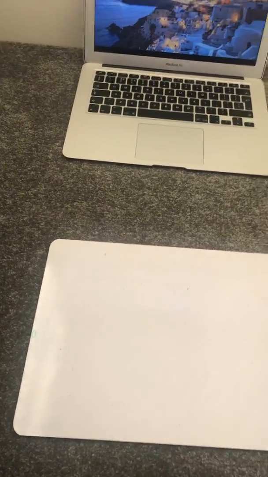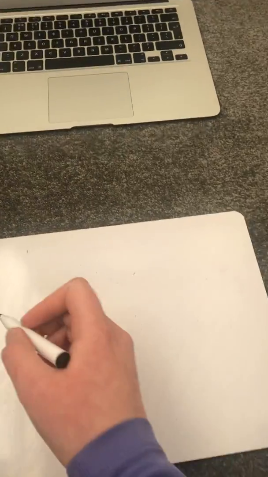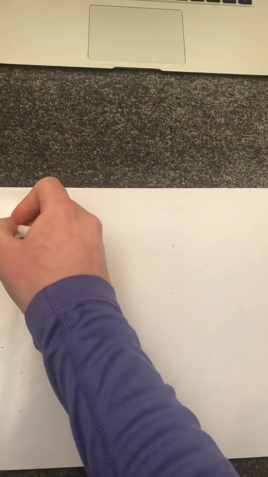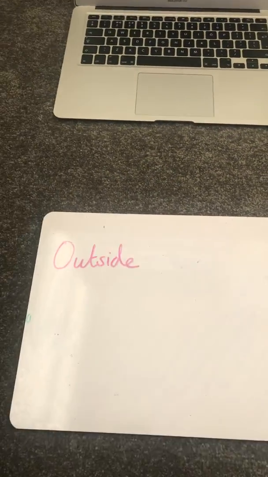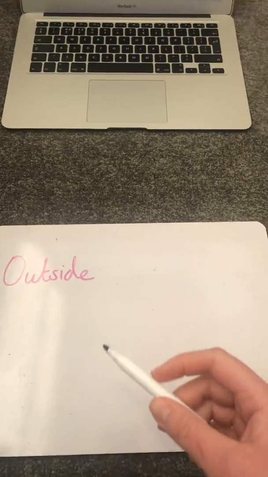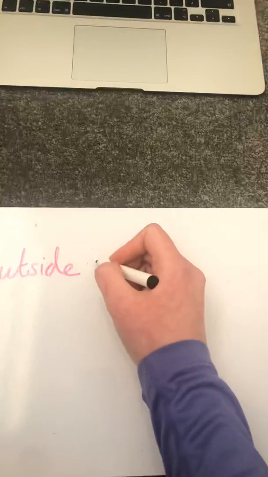So I might choose to say outside, which is an adverb of place. Outside, all was quiet and still in this little town.